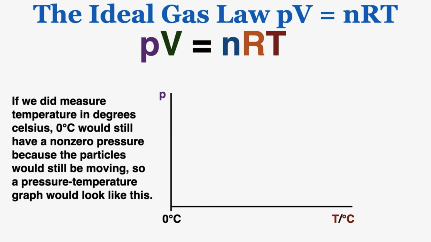One last note about graphing: if we did measure temperature in degrees Celsius, 0 degrees Celsius would still have a non-zero pressure because the particles would still be moving. So a pressure-temperature graph with Celsius as the unit of temperature would look something like this with a non-zero y-intercept, because at 0 degrees Celsius, there would still be a non-zero pressure.